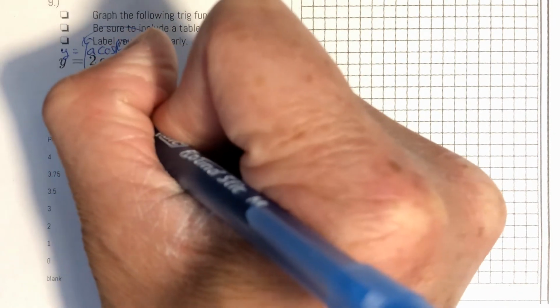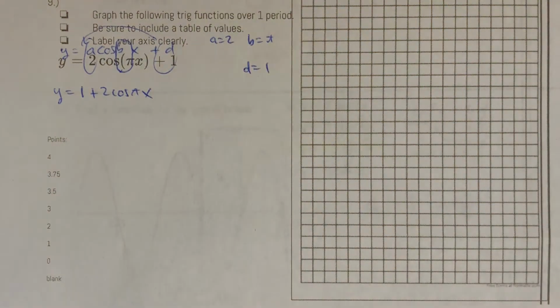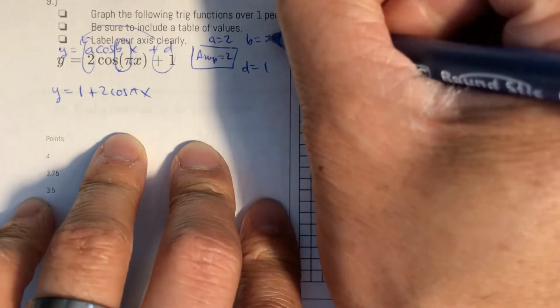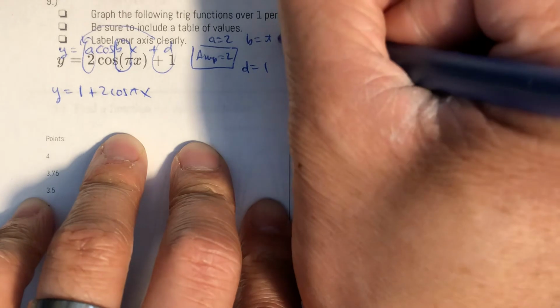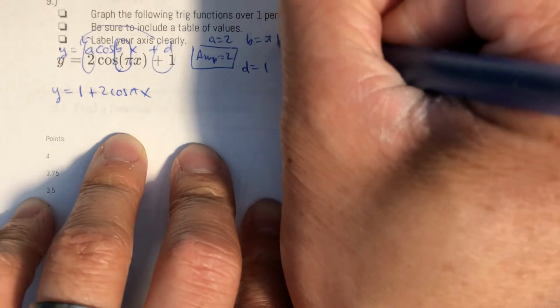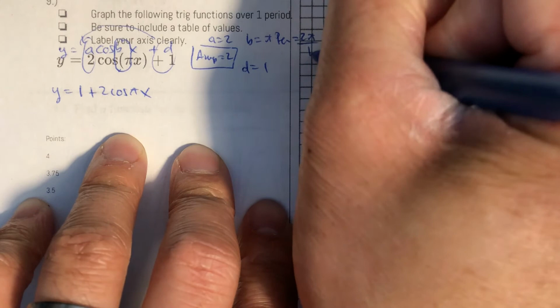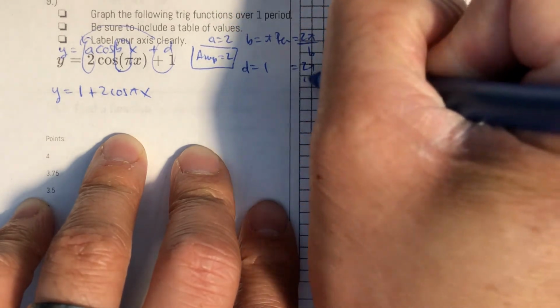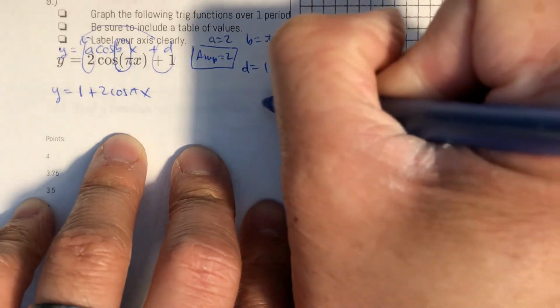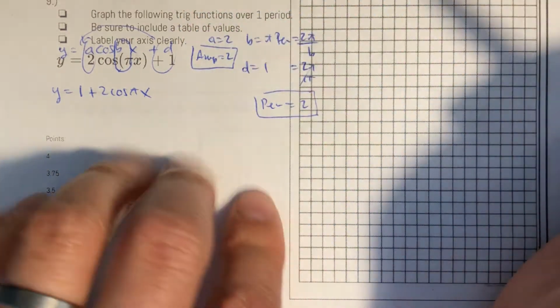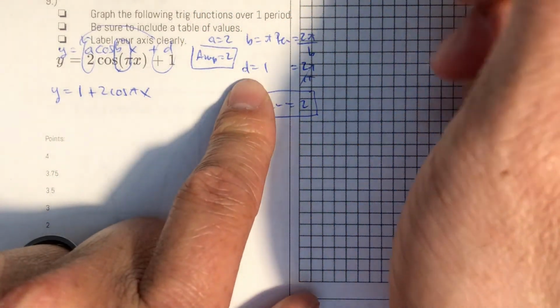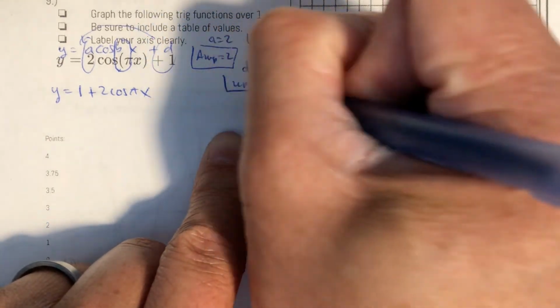And remember, I actually like to move it out to the front, so yours is going to read something like this: 1 plus 2 cosine pi x. Absolute value there is going to be a 2. My B value is pi, so if my formula is period equals 2 pi over B, 2 pi over pi, and then those will cancel, and my period is a length of 2. And then D is greater than 0, so this is going to go up 1.